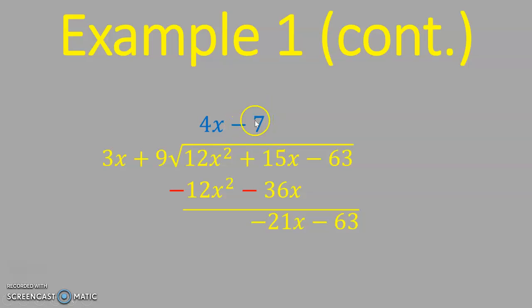Now let's multiply. Negative 7 times the entire divisor. Negative 7 times 3x is negative 21x. Negative 7 times 9 is negative 63. But again, you change signs. That's why we have that part in red. And you end up getting a 0 remainder. So this is your answer, the blue 4x minus 7. Okay, if this is not 0, there's something you have to do with it. So let's look at that next.